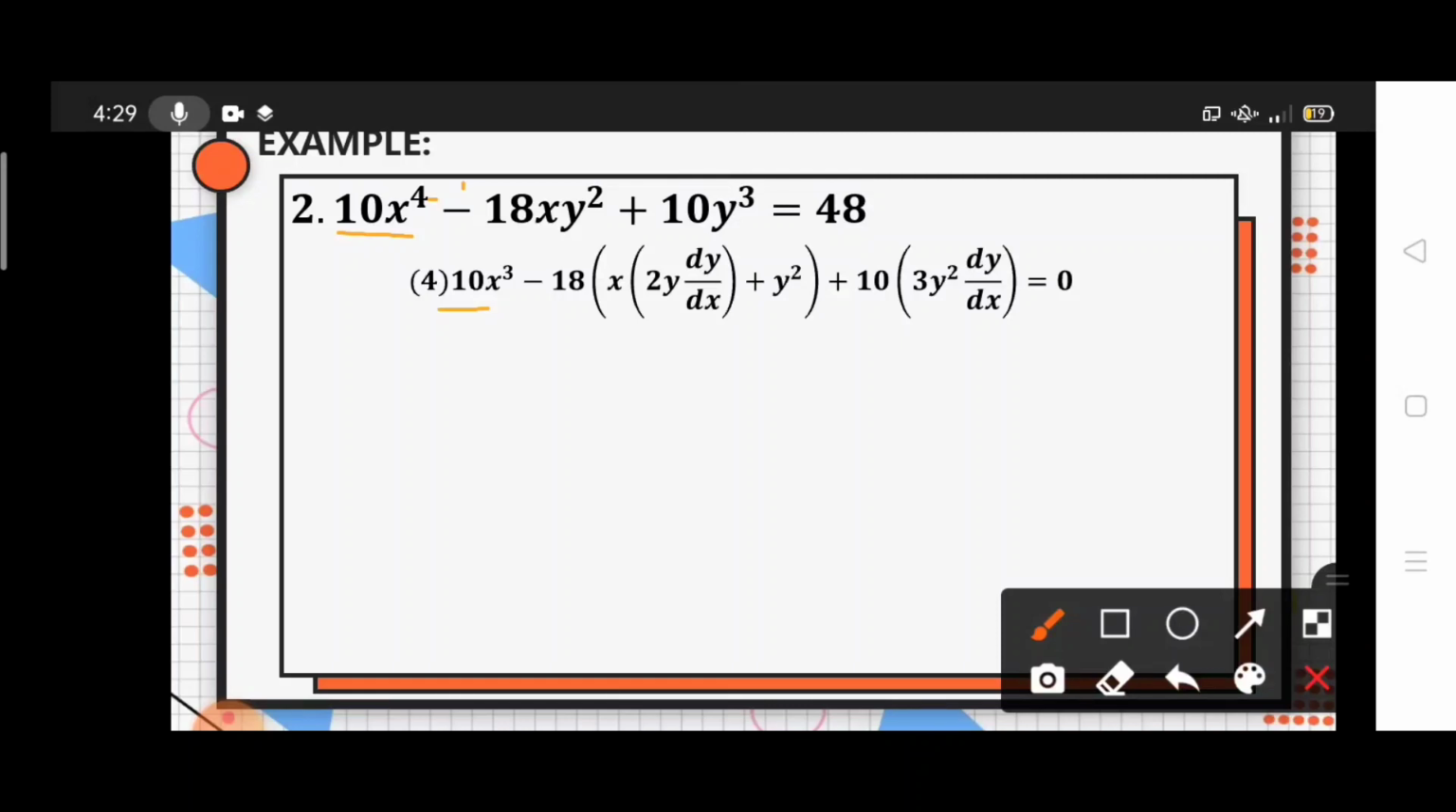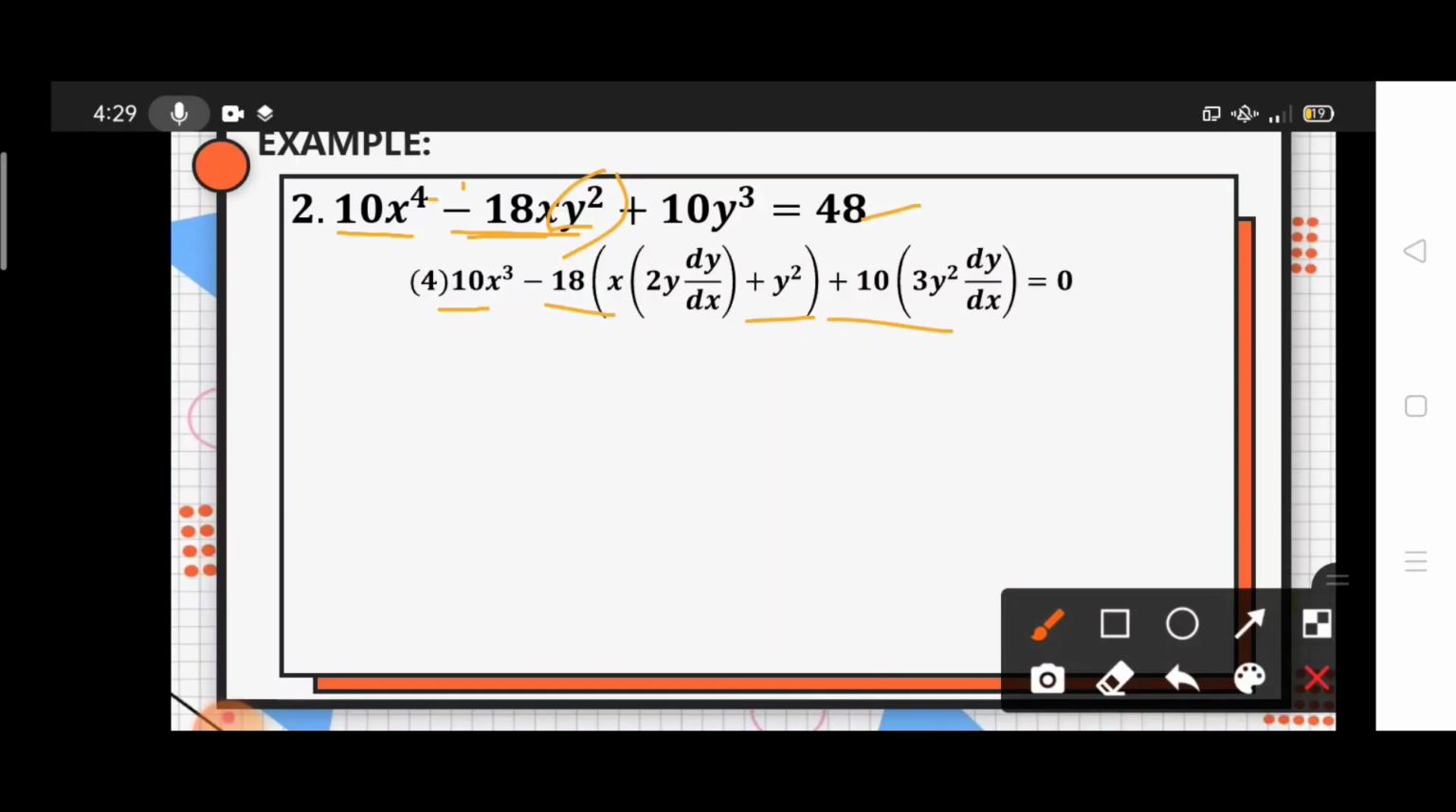And if you see a term like this that contains x and y, we need to use the product rule to differentiate this term. So we get negative 18 times x times the derivative of y squared, which is 2y dy over dx, plus the original form y squared, plus 10 times 3y squared according to the power rule, times dy over dx, equals 0 because 48 is constant.